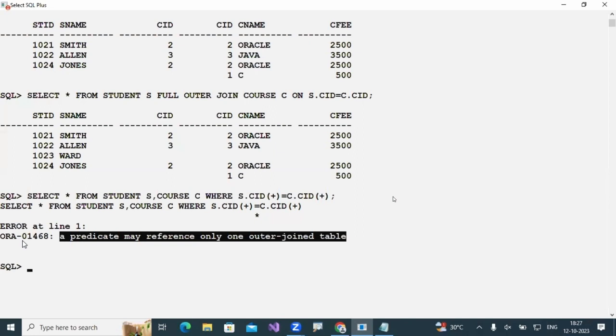What we said, set operators are used to combine the results of two select statements. And the syntax: select query 1, set operator, select query 2. So here, I can't directly use this join operator on both sides of the tables.